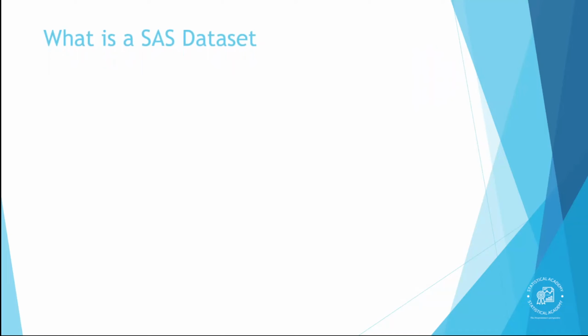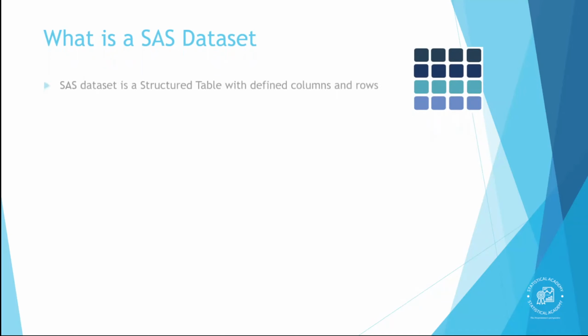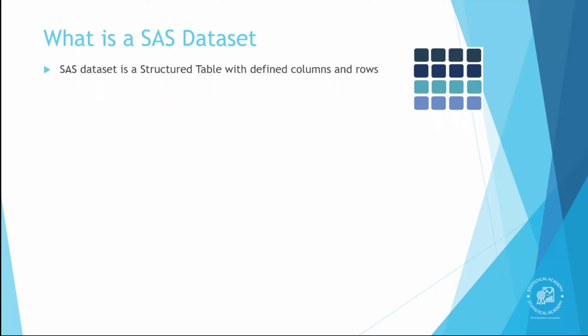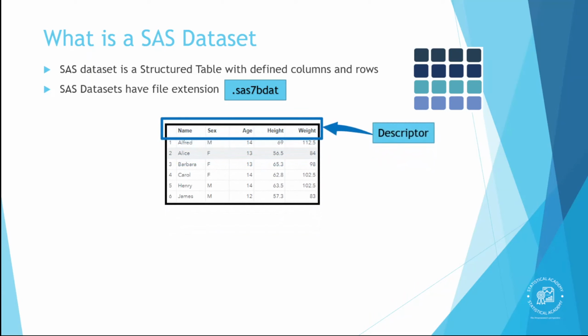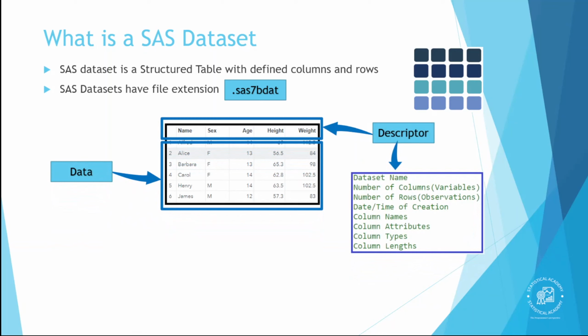What is a SAS dataset? A SAS dataset is a structured data file that has defined columns and rows. SAS datasets have the file extension .sas7bdat. There are two parts to a SAS table, a descriptor portion and a data portion. The descriptor portion contains metadata such as table name, number of rows, and the date and time the table was created. The descriptor portion also includes column names and attributes. The data portion contains data values stored in columns.